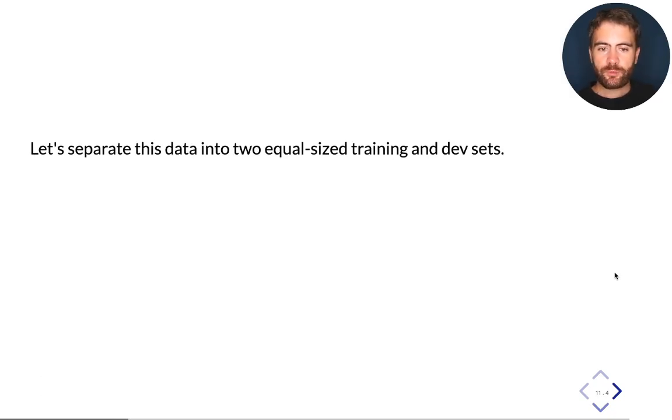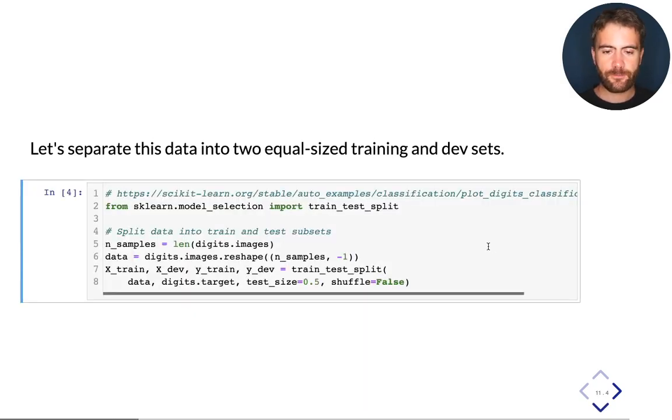So I'm going to start by separating this data into two equal sized data sets, a training set and a development set. Here I'm using the scikit-learn function train test split in order to split my data in two randomly, and I'm calling these two subsets xtrain and xdev.